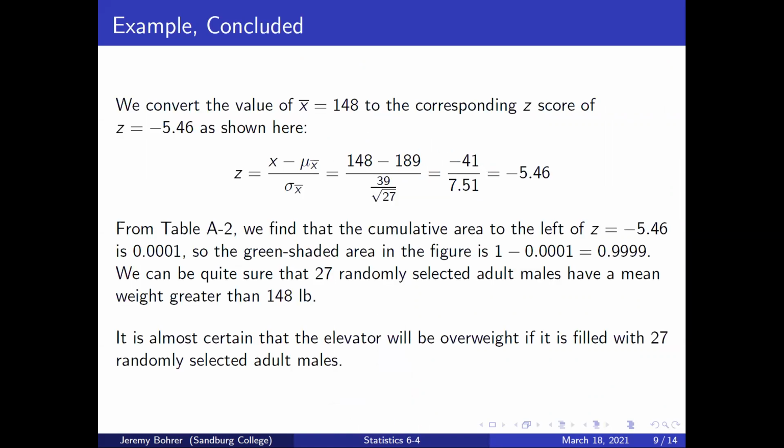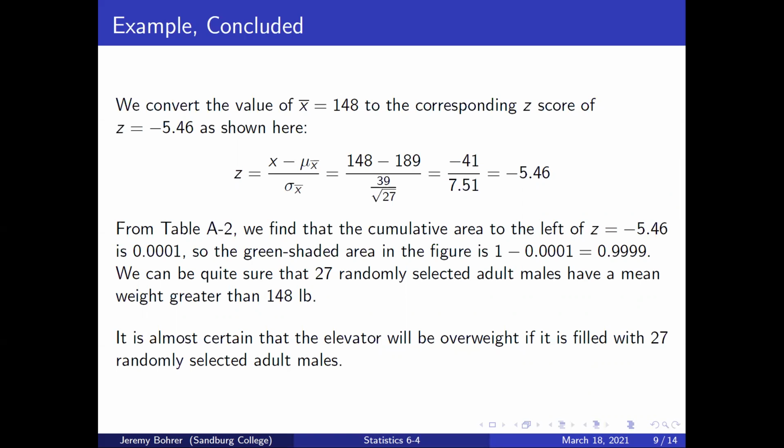We convert the value of x bar equals 148 to the corresponding z-score of z equals negative 5.46, as shown here. Z equals x minus mu sub x bar over sigma sub x bar, which is 148 minus 189 over 39 over the square root of 27, which is negative 41 over 7.51, which is equal to negative 5.46.